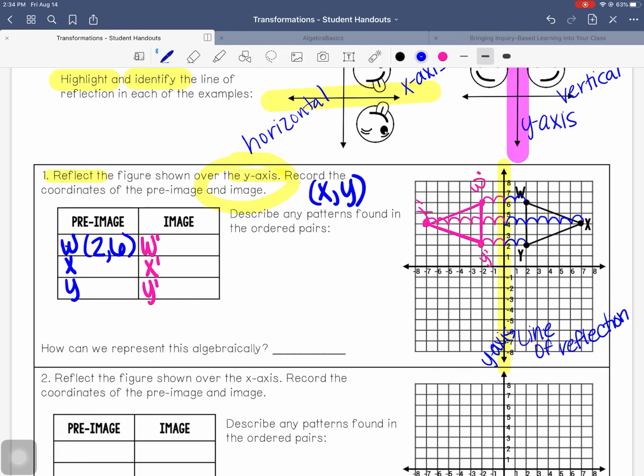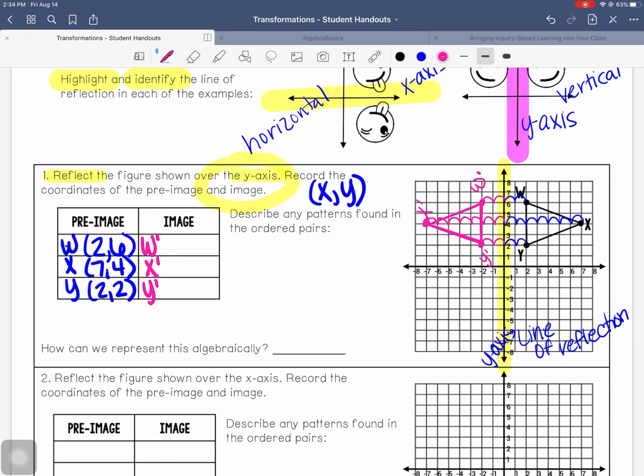We're just looking at that point and we're going over to 2 and up to 6. We're counting as we go. Next one we're looking at X. And it is over 7, up 4. Is that correct? Yes. Over 7, up 4. Last one is Y, and that is over 2 and up 2. Awesome. Now let's do the one we drew.